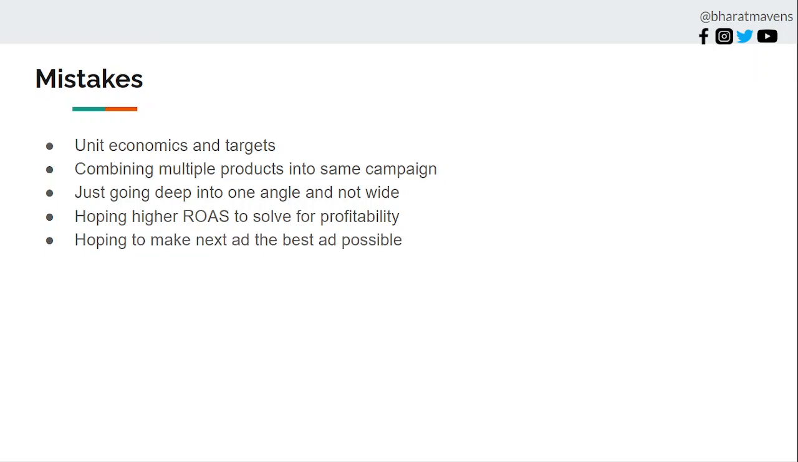Then hoping to make next best ad is impossible. Don't hope that the next best ad will be a winner and it will create an impact which no other ad, thousands of other ads which you have run in the ad account has done. No, it will not, and you should be very, very optimistic that it will not be. What you should be solving for is, it should be an army.